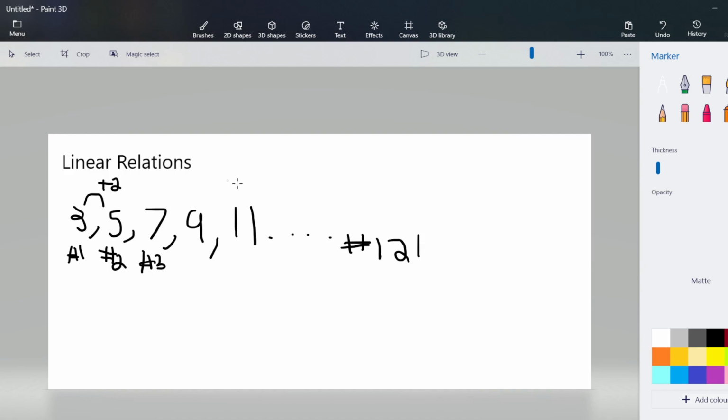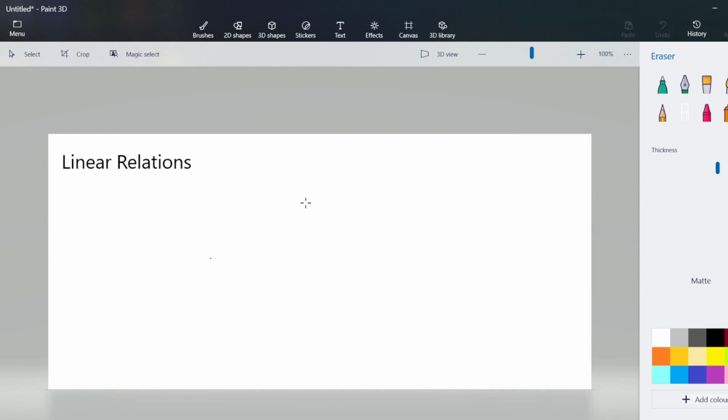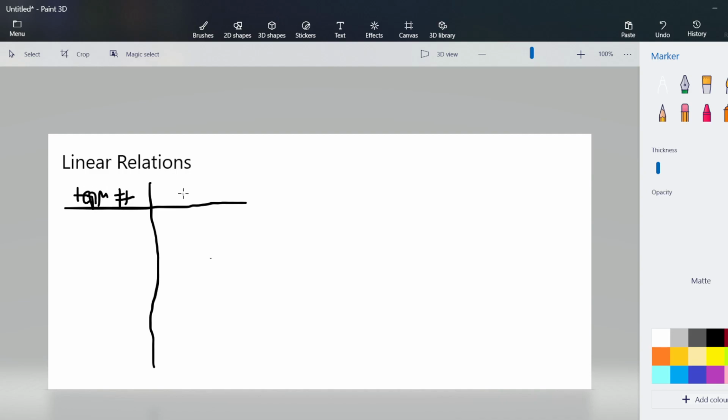So I'm going to quickly erase this, and we're going to restructure this into a table. In our table, we're going to have the term number and its corresponding value. So we're going to have 1, 2, 3, 4, and 5. And from our pattern that we just had, we remember that it is this. So now we can see more clearly that for each increase of the term number by 1, we're adding 2.